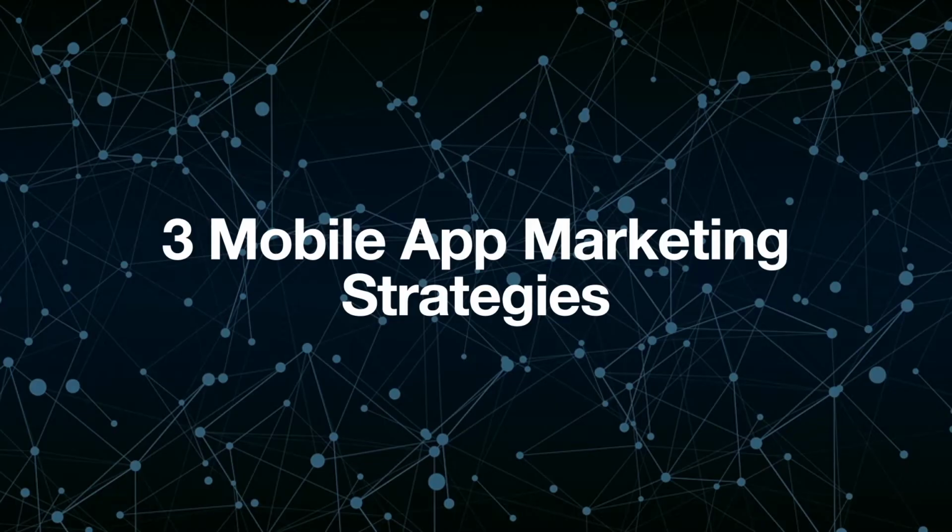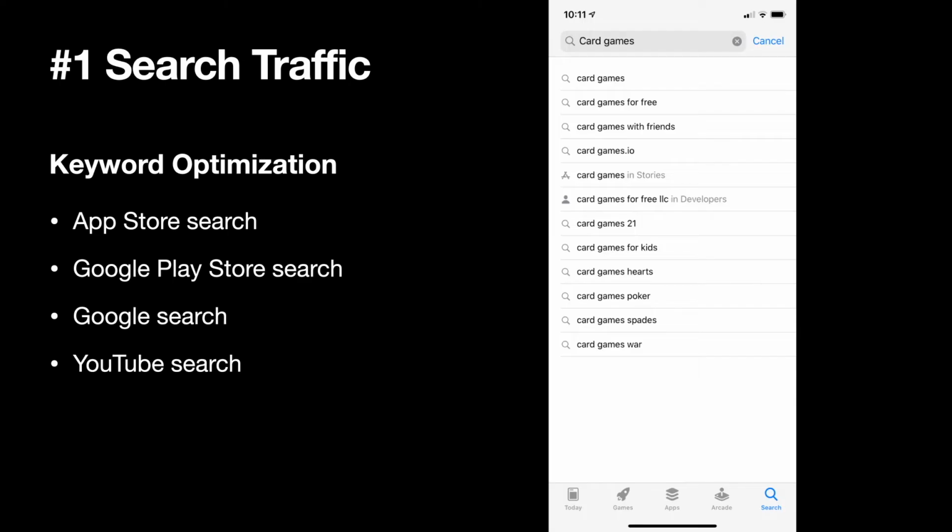I'm going to give you 3 mobile app marketing strategies you can use to get more traffic to your app and in general any product that you want to promote. Strategy number 1 is to get search traffic to your app.